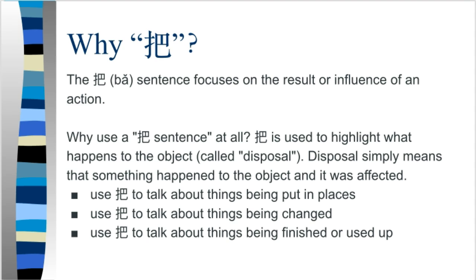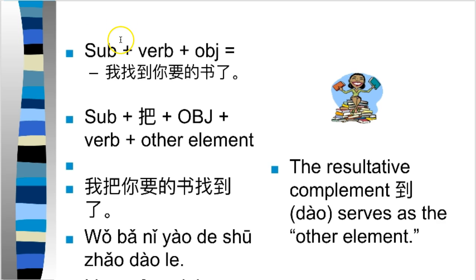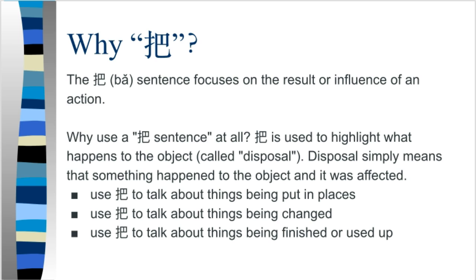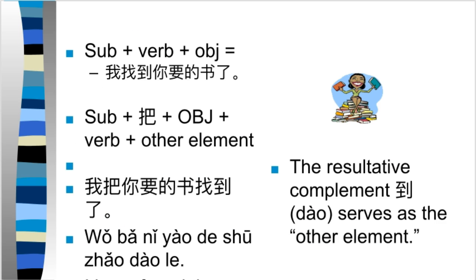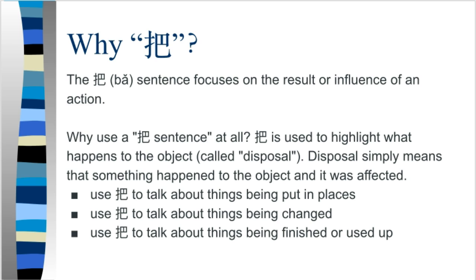What is the point of a 把 structure when we already have this perfectly good subject, verb, object structure? The 把 sentence focuses on the result of an action. It's used to highlight what happens to the object. This is called disposal. Another way to think about this is, why 把? Why use this structure at all when we already have a perfectly good subject, verb, object structure? 把 is used to focus on the result of an action.